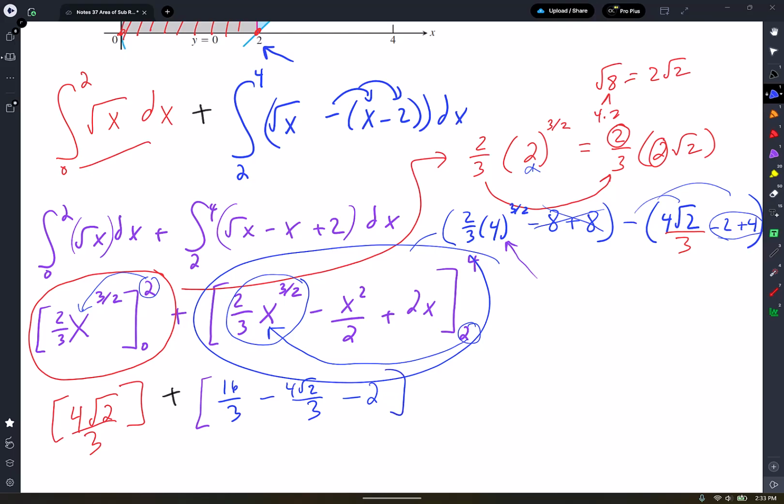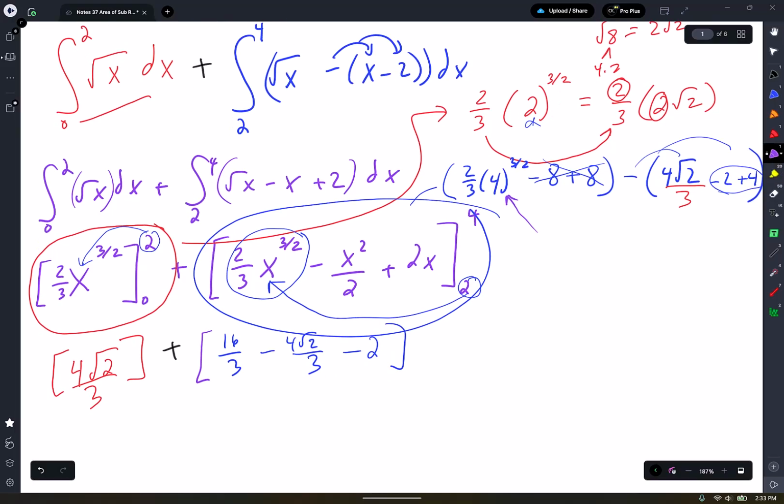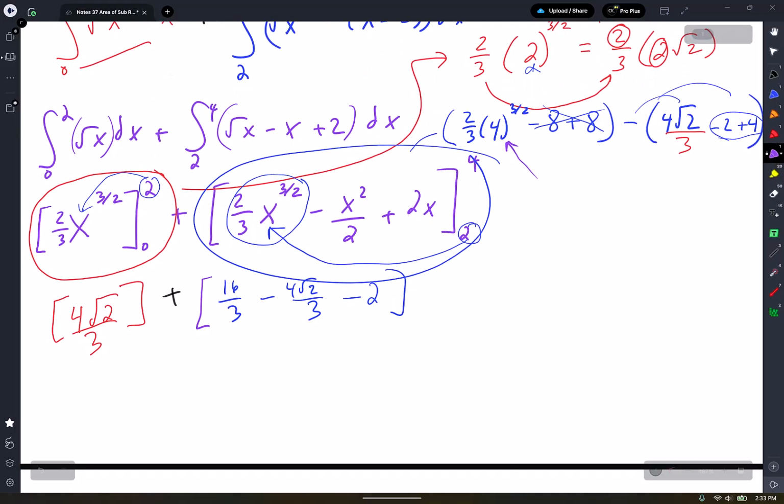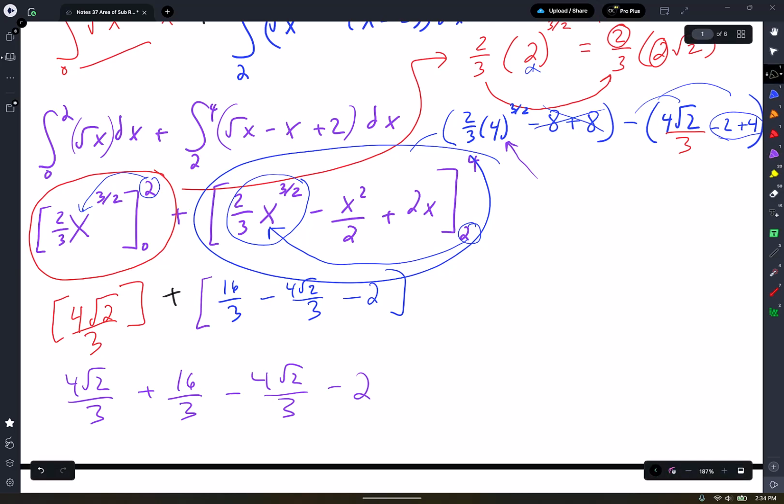Are we okay? All right, I'm going to go back to my neutral color, which in this case was purple. So here it is. I'm just dropping the brackets. There's no minus sign anywhere. So 4 square root of 2 over 3 plus 16 over 3 minus 4 square root of 2 over 3 minus 2. What's going to zero out? 4 square root of 2 over 3. Those zero out. And then I finally have 16 over 3 minus 2.